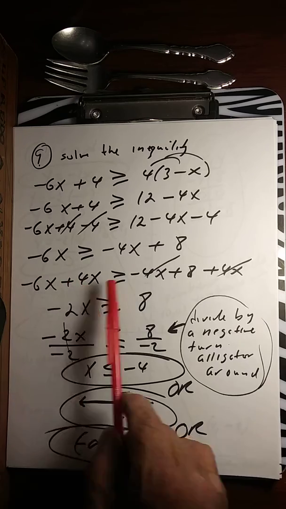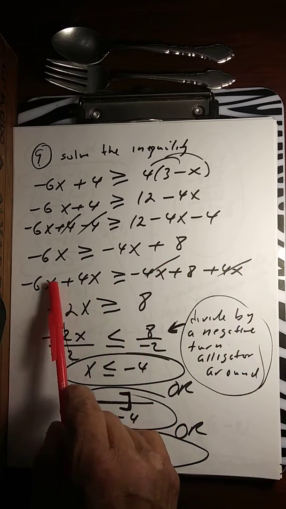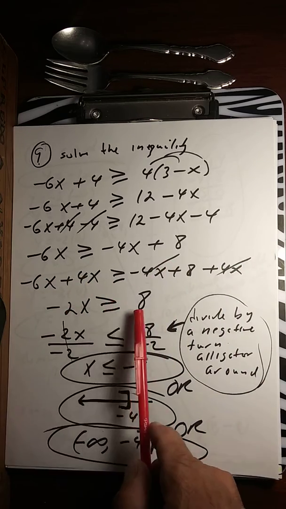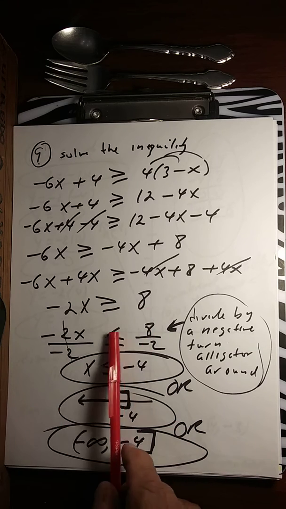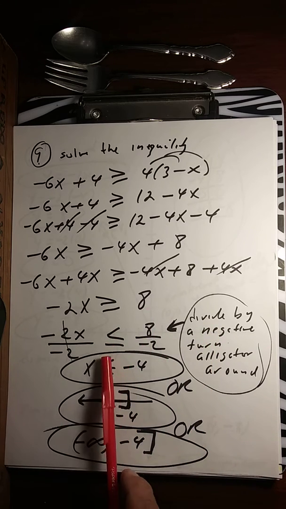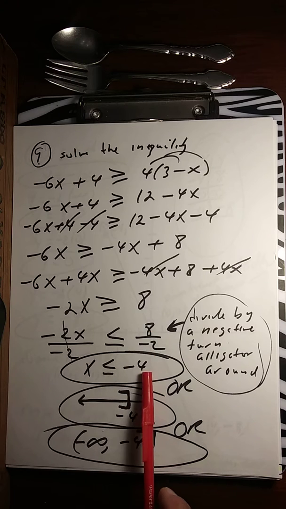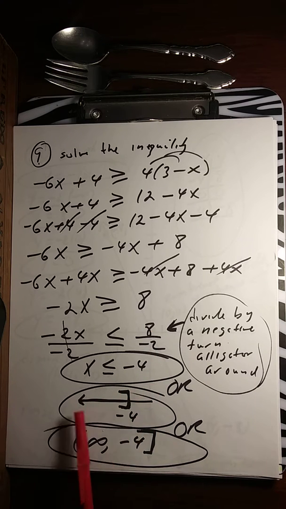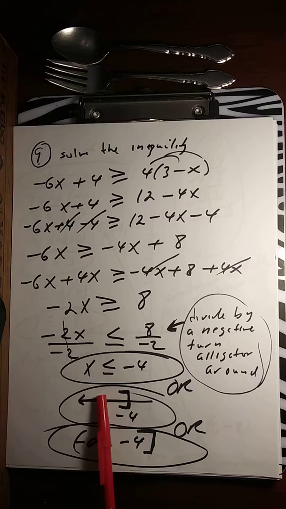And now we're going to add 4x, these are gone. So we have that and that's giving negative 2x bigger than or equal to 8. Divide by negative 2, divide by negative 2, turn the alligator around, because you divided by a negative. So x is less than or equal to what? Negative 4. Or from negative 4 to infinity, including the negative 4.